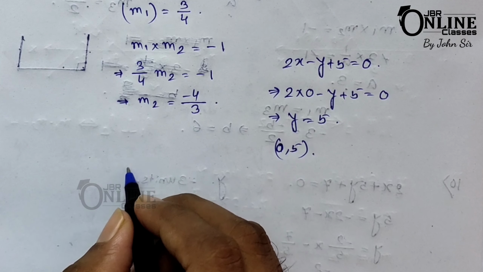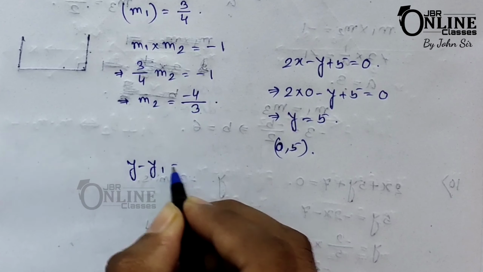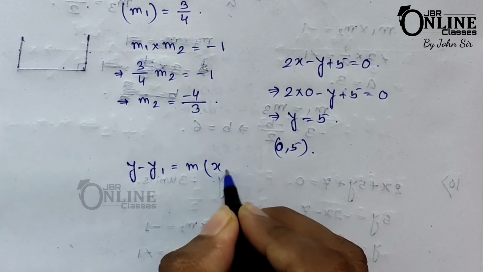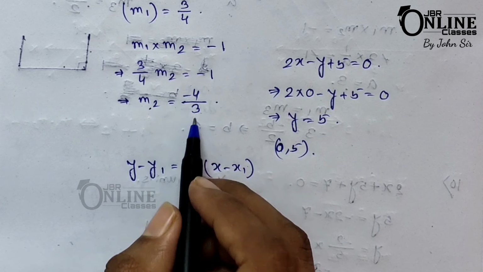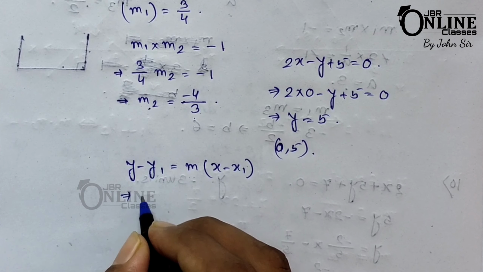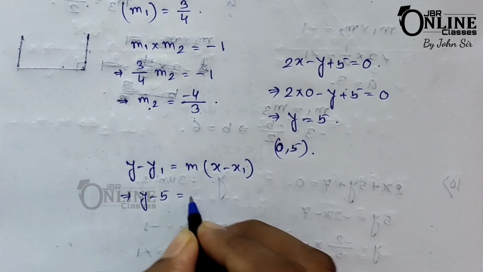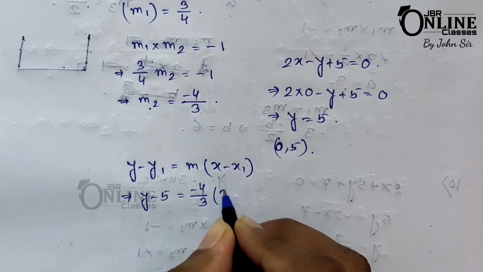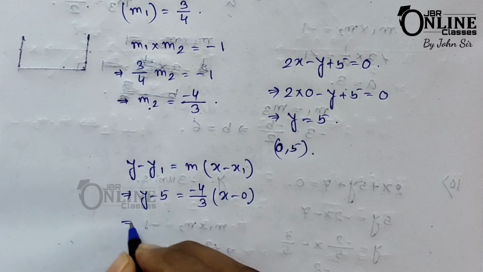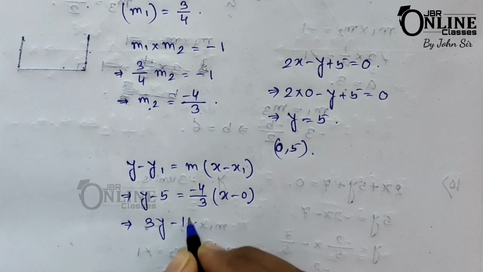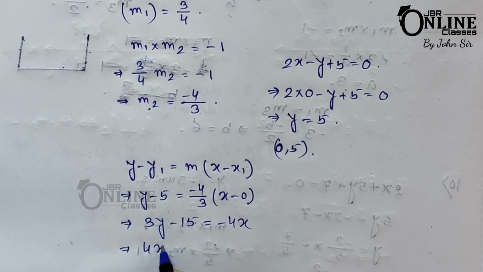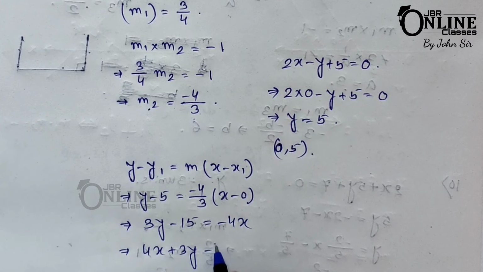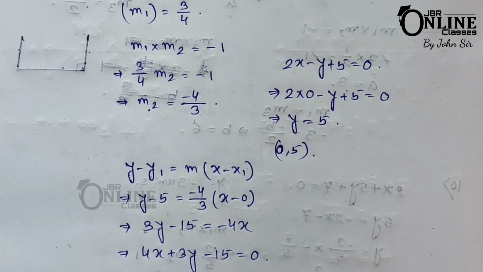Here the formula of the equation is y minus y1 equals m into x minus x1. Here the slope m is m2, that is minus 4 by 3. So just put down: y minus 5 equals minus 4 by 3 into x minus 0. That means 3y minus 15 equals minus 4x. So the final answer is 4x plus 3y minus 15 equal to 0.